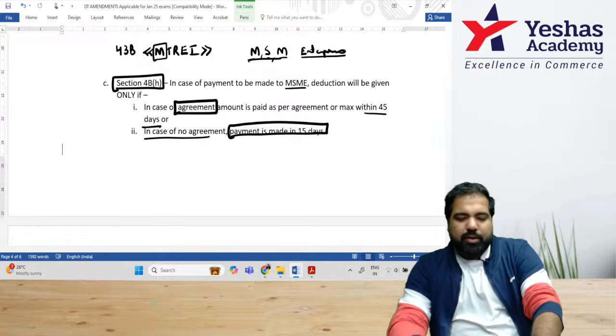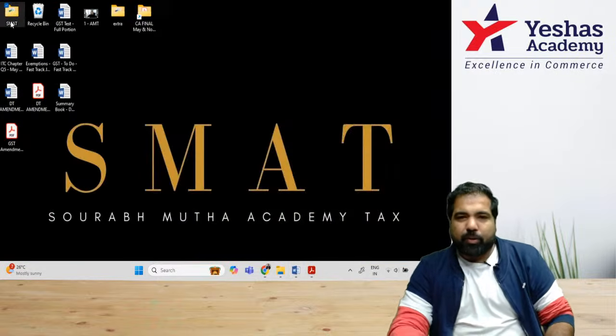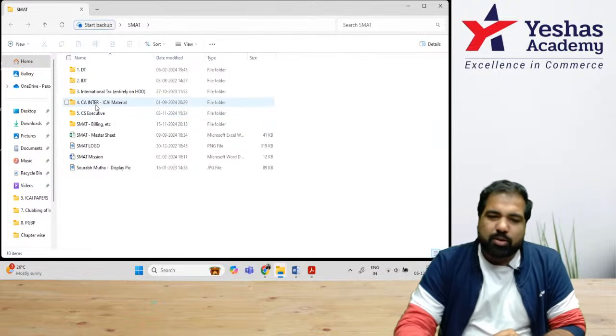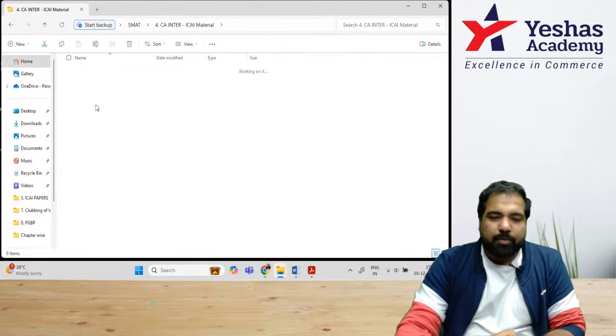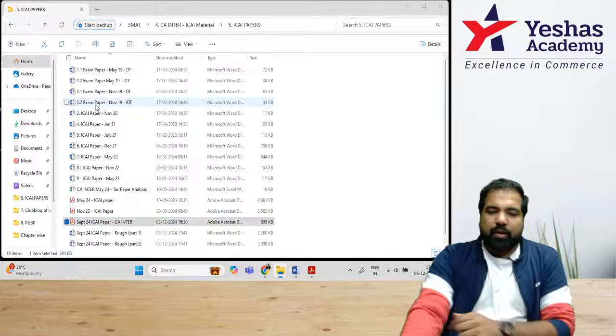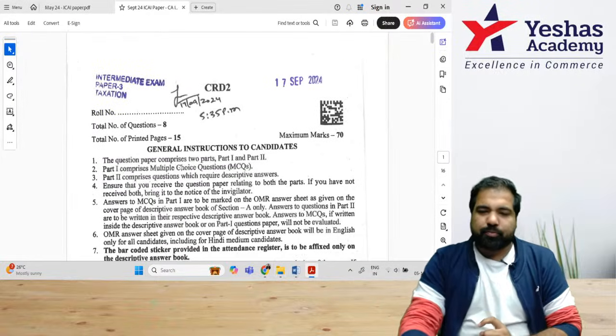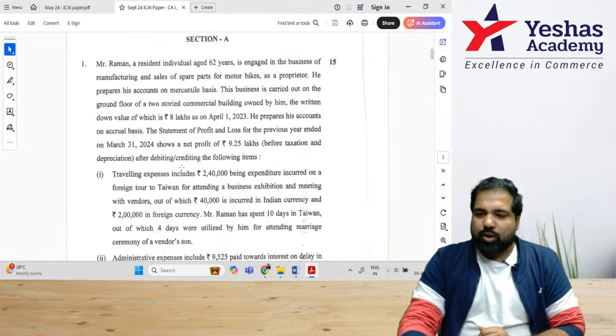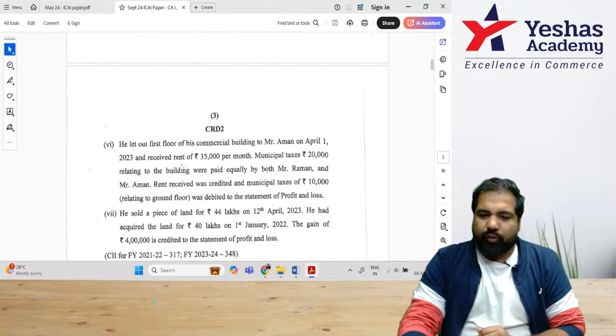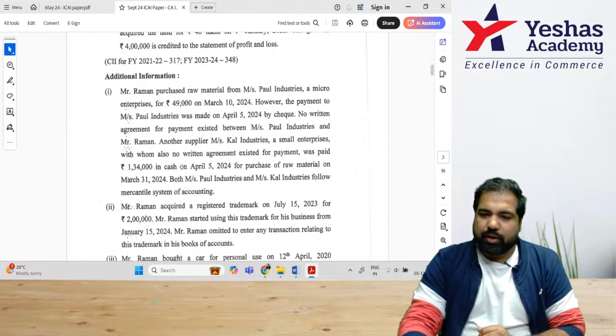Now let's talk about this. Here we go. Let's take a paper and solve one sum on that MSME part, so you'll get an idea of what I'm talking about. This is the September paper, and let's talk about this here. Question number 1, 15 marks. At the end of it, they had put two conditions here, guys.